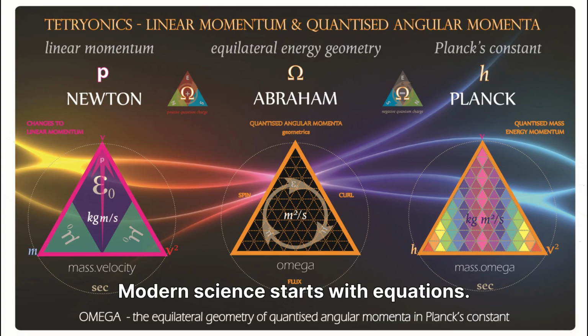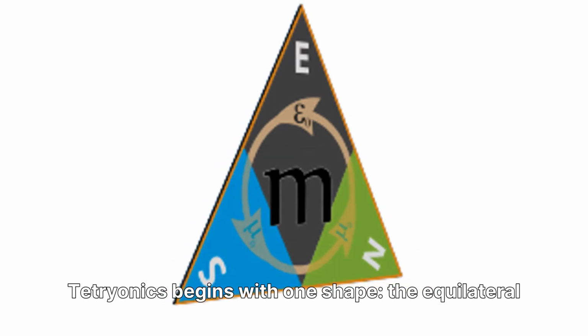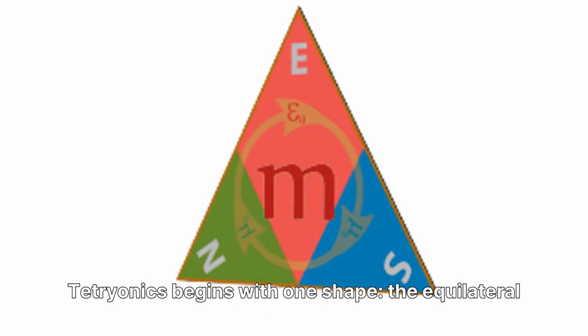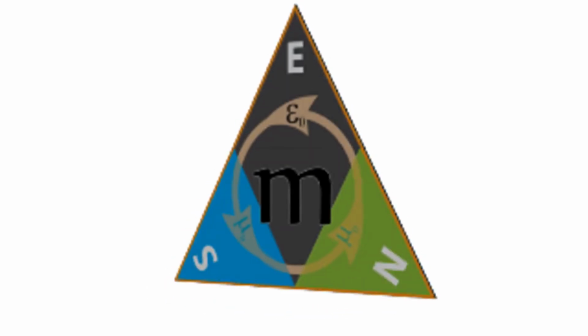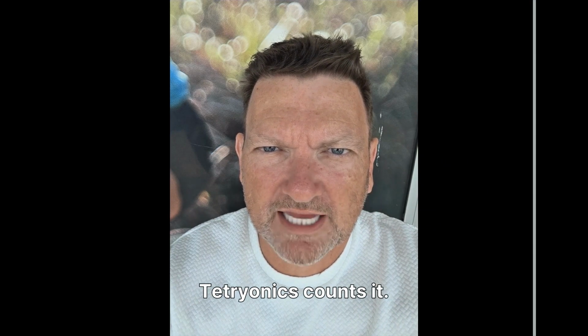Point 1. Modern science starts with equations. Tetryonics starts with geometry. Modern physics begins with symbols. Tetryonics begins with one shape, the equilateral Planck coin, the quantum. Modern science assumes particles. Tetryonics derives them. Modern science assumes mass. Tetryonics counts it.